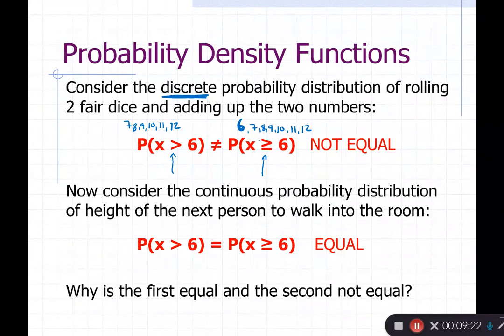Now, with continuous data, the probability that x equals 6 is always 0. So you can ignore the equal to part.